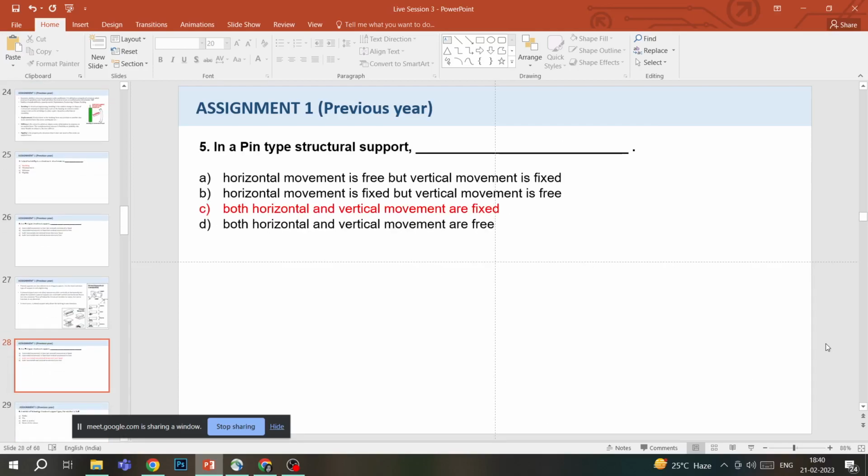So the answer would be: in a pin type structural support, both horizontal and vertical movement are fixed. Rotation is allowed, but vertical and horizontal movements are fixed.